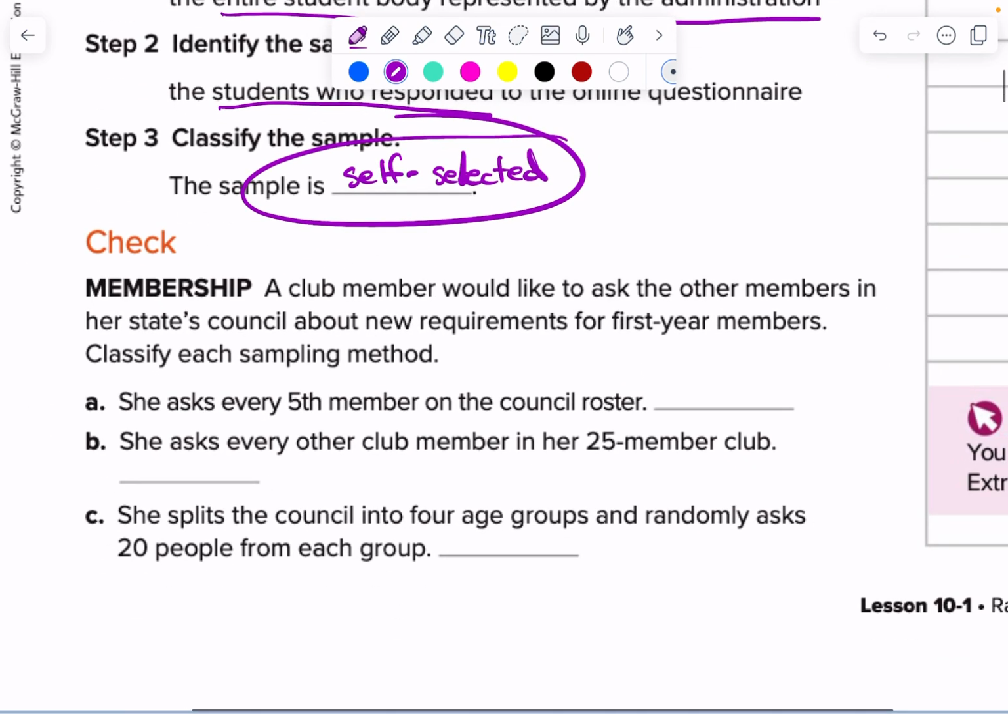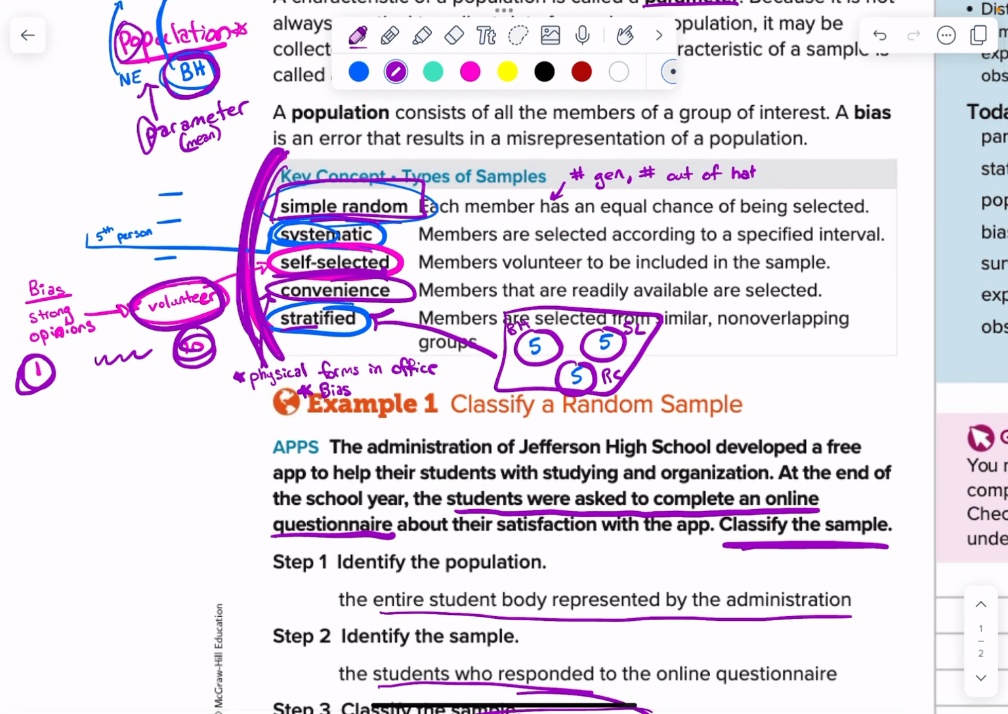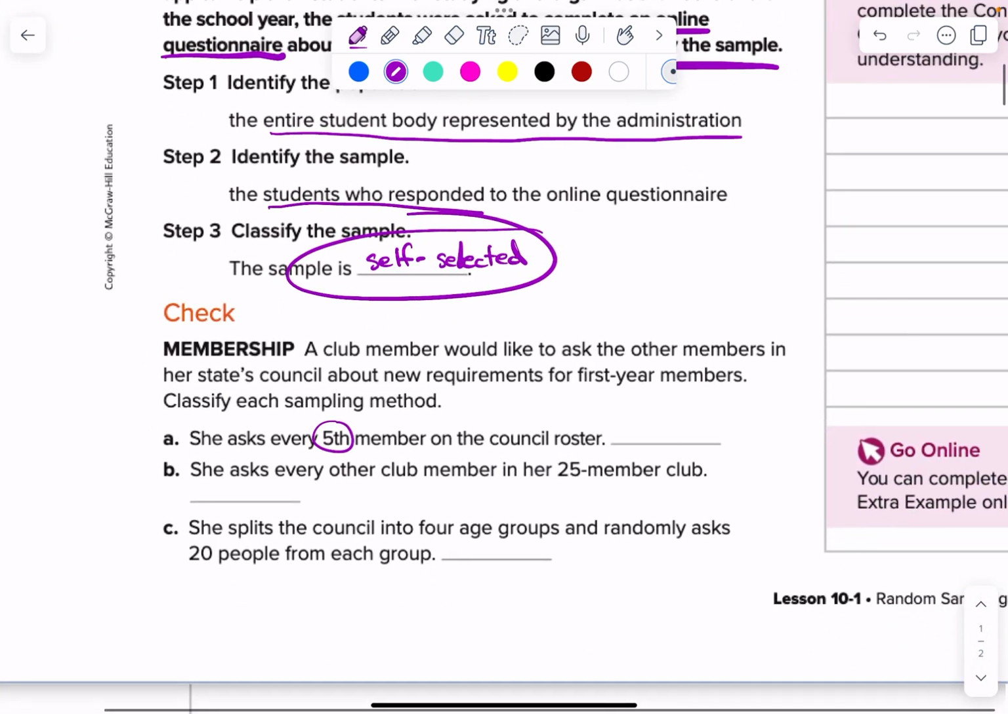All right, let's do the check real quick. A club member would like to ask the other members in her state's council about new requirements for the first-year members. Classify each sampling method. So she chooses every 5th member on the council roster and just asks them this questionnaire, okay? Every 5th person, that would be systematic. We have a system going.